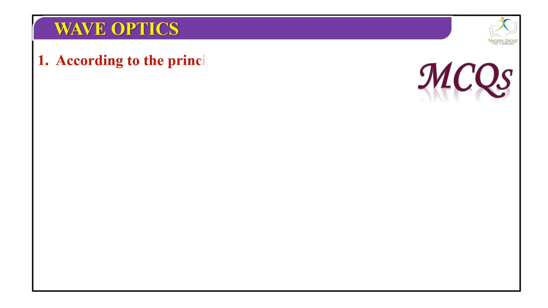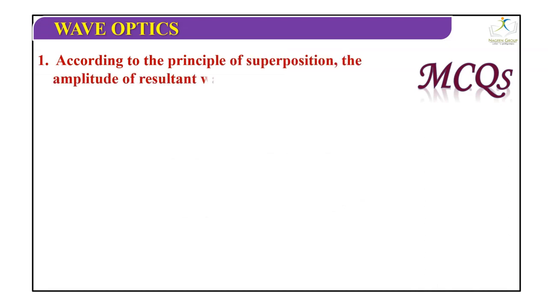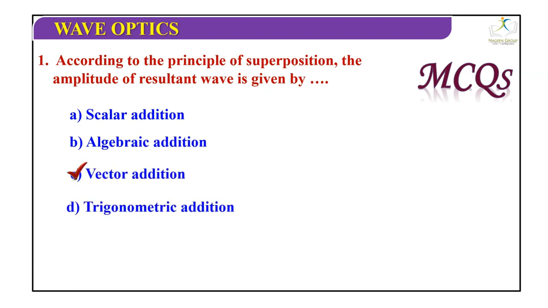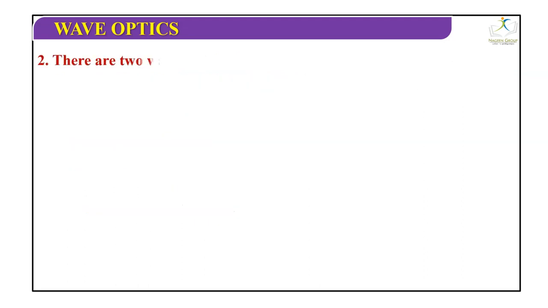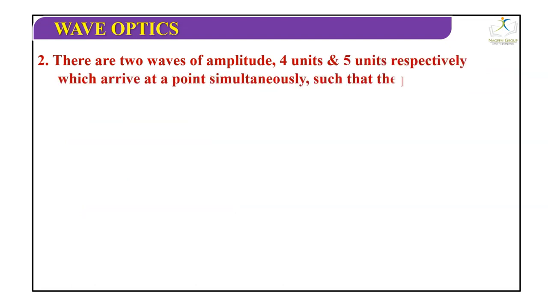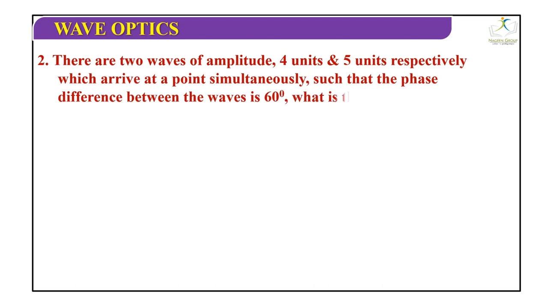Moving on to the MCQ question. According to the principle of superposition, the amplitude of the resultant wave is given by scalar addition, algebraic addition, vector addition, or trigonometric addition. The correct answer for this question is C, that is vector addition. Next we have: there are two waves of amplitude 4 unit and 5 unit respectively, which arrive at a point simultaneously such that the phase difference between the waves is 60 degrees.